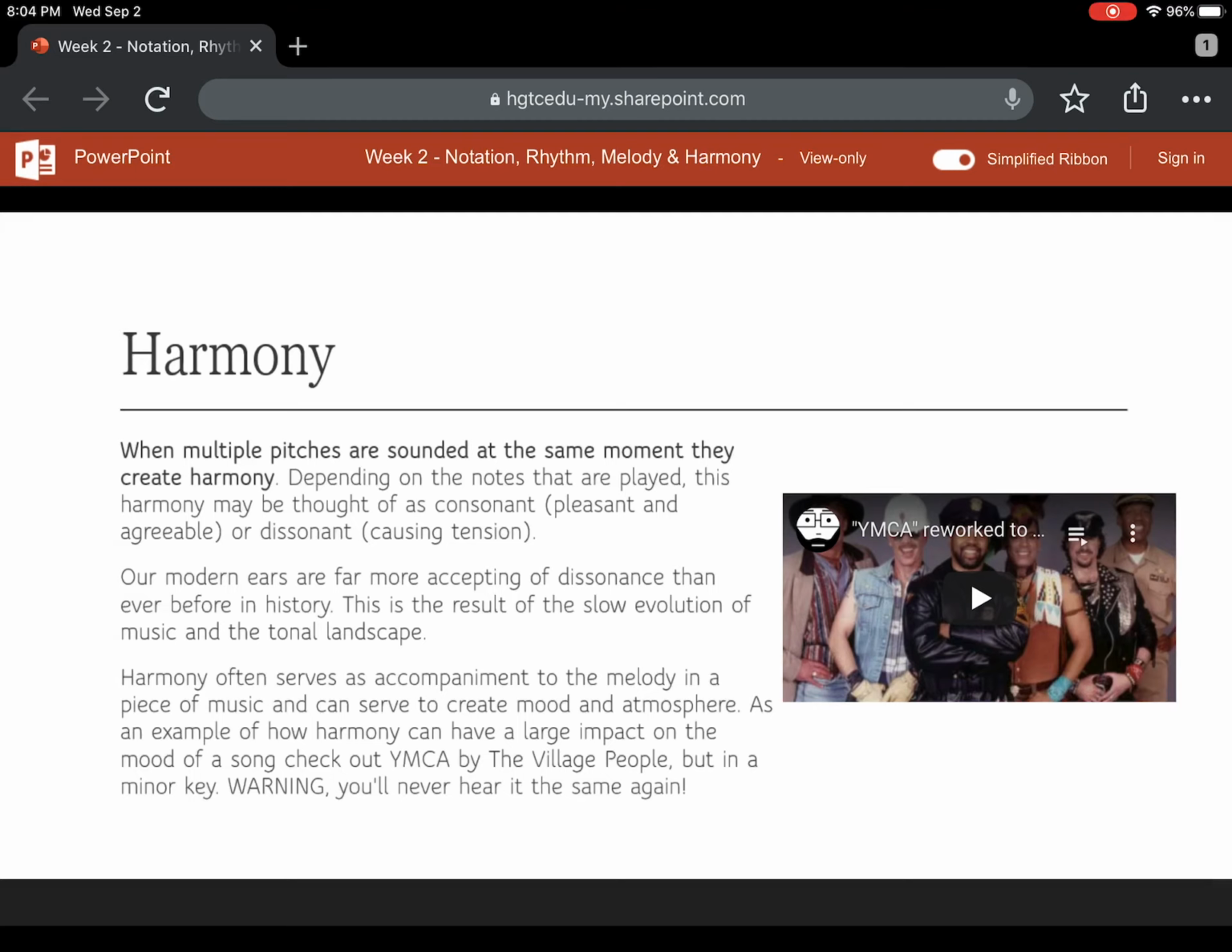Right? That's just by changing one note. And I can change the whole way that sounds. There's tons and tons of different ways that you could harmonize different songs.